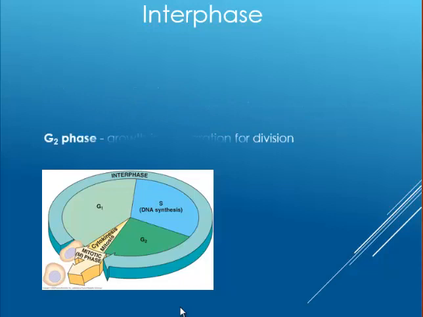If the cell continues past S phase, it goes into G2 phase, which is a second growth phase, and this growth phase is preparing the cell for cell division, in which case this one cell will have to become two cells and will need enough cellular machinery and material to produce two daughter cells.